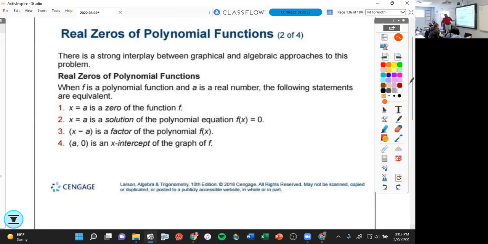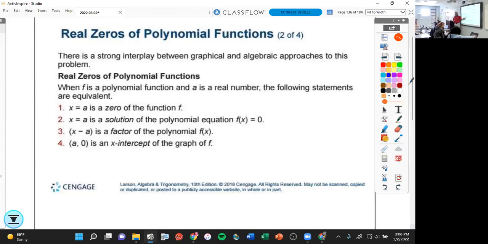If x equals a, that means that a is a zero of the function. That's what that means. We can also say if x equals a, then a is a solution to the polynomial, meaning if we take that value a, plug it into the polynomial, we're going to get 0, right? So those are very much the same. Here's where the change comes.